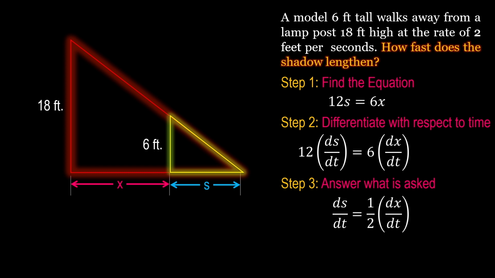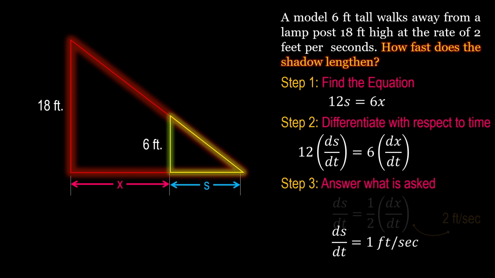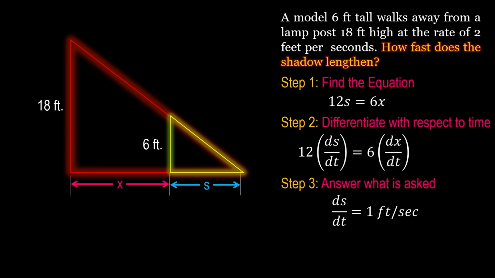But before you do that, you first need the value of dx over dt. And again, dx over dt is the rate at which this distance increases or decreases with respect to time. And that is equal to, in the given problem, 2 feet per second. And so substituting that value to our equation, we'll get ds over dt equal to 1 foot per second. So this is our final answer for step number 3.